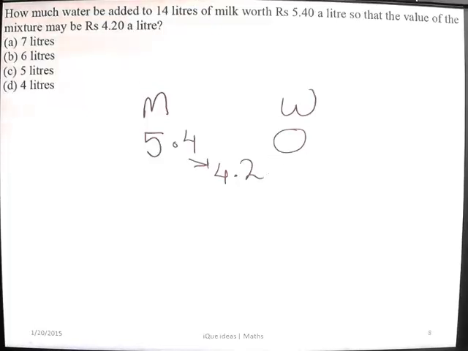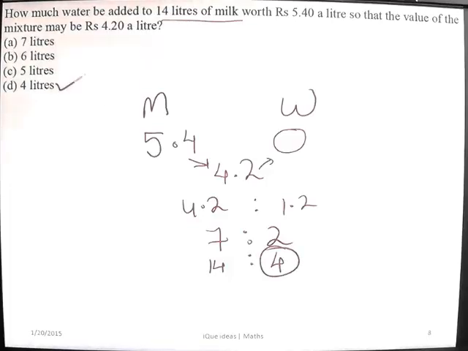So the difference between 5.4 and 4.2 is 1.2. The difference between 4.2 and 0 is 4.2. So the two things must be mixed in the ratio of 4.2 is to 1.2. Now if I boil this down to numbers, I get the ratio is 7 is to 2, which means for every 7 liters of milk I need 2 liters of water. But it's given that there are 14 liters of milk. So if 14 liters of milk is in the solution, I need 4 liters of water, and that should be the right answer.